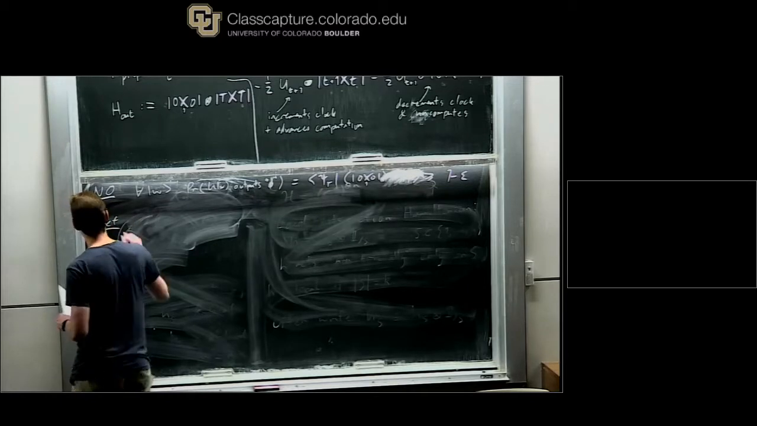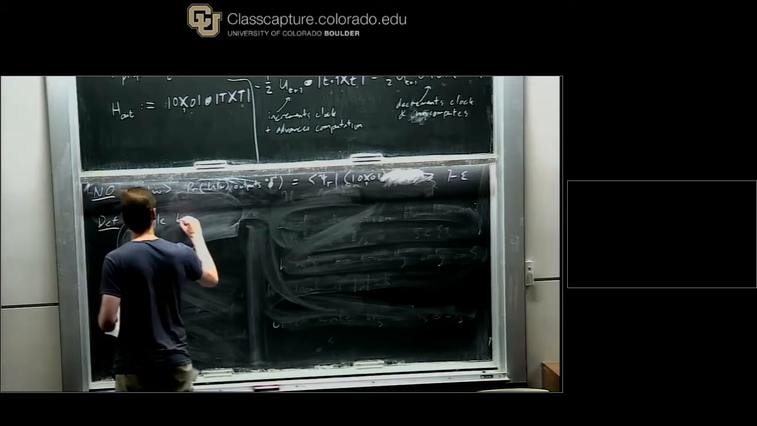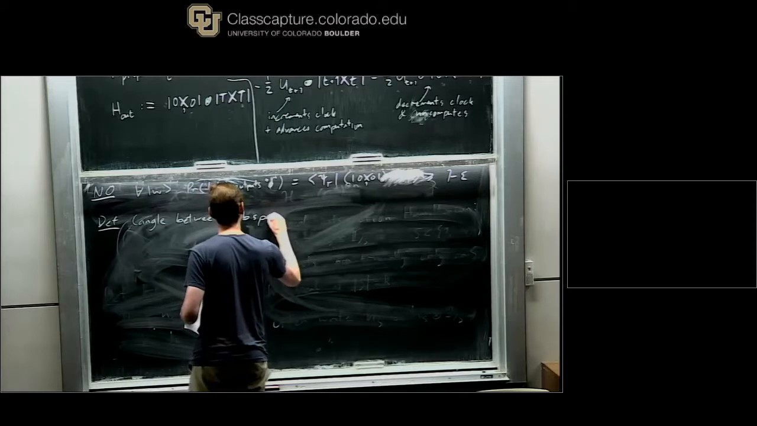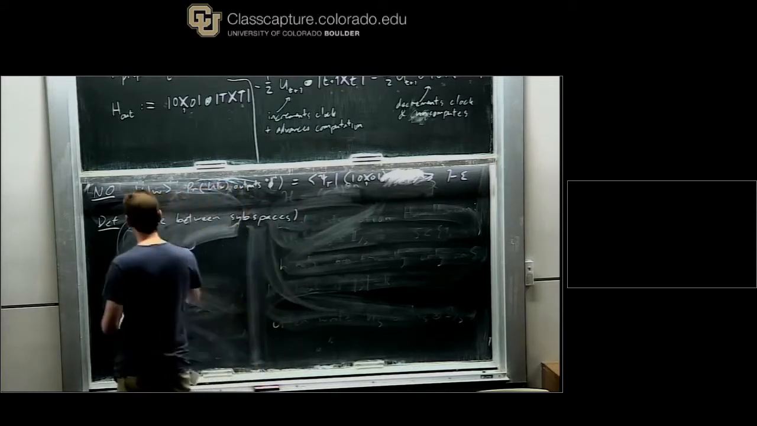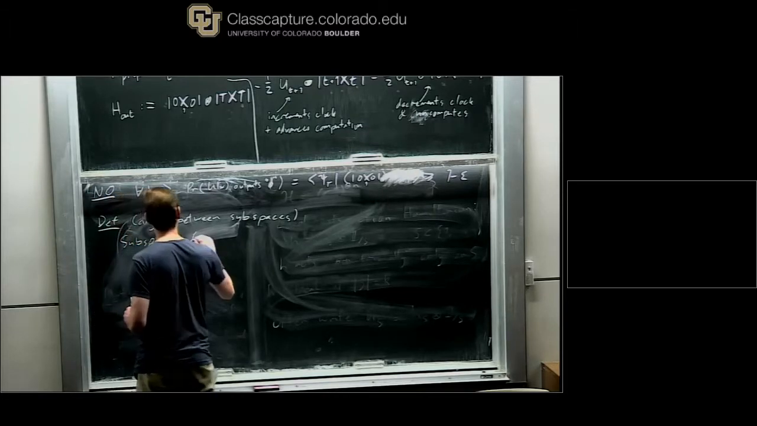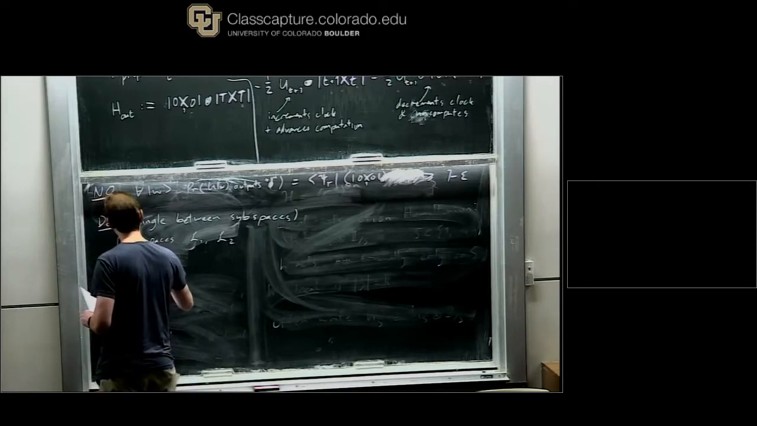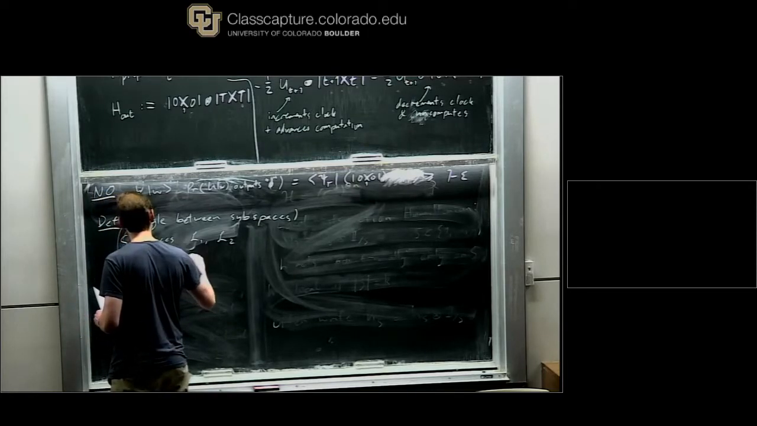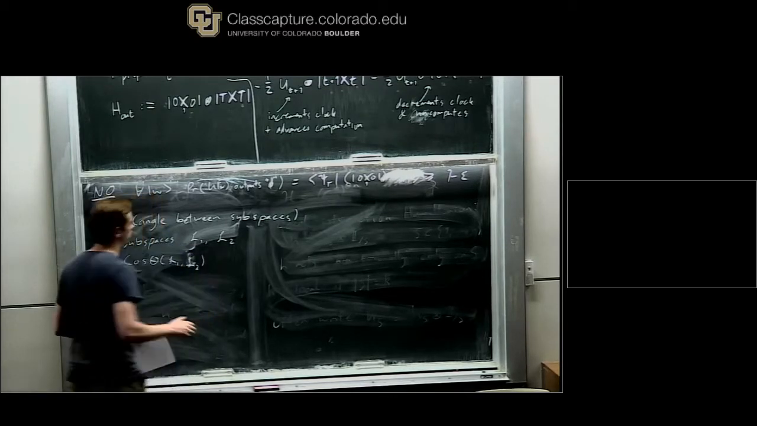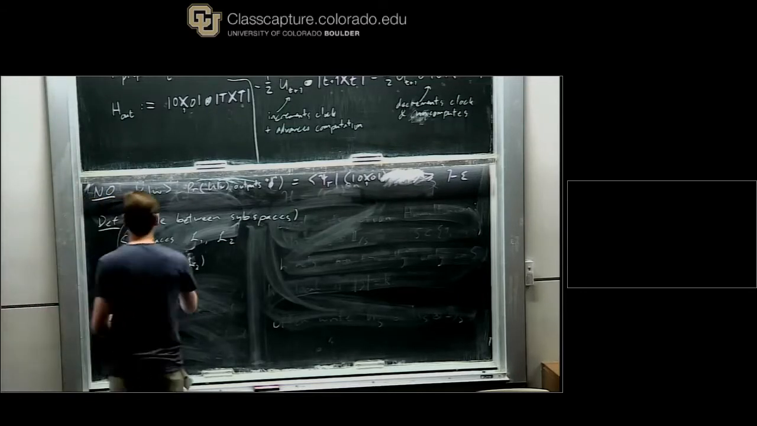To state that lemma, I need one definition. I need to define what the angle between subspaces is. This is just the definition. So if I have two subspaces of a Hilbert space, let's call them L1, L2, then the cosine of the angle between those two subspaces. So think of these as two hyperplanes in Hilbert space, and we want to define what the angle between those hyperplanes is.